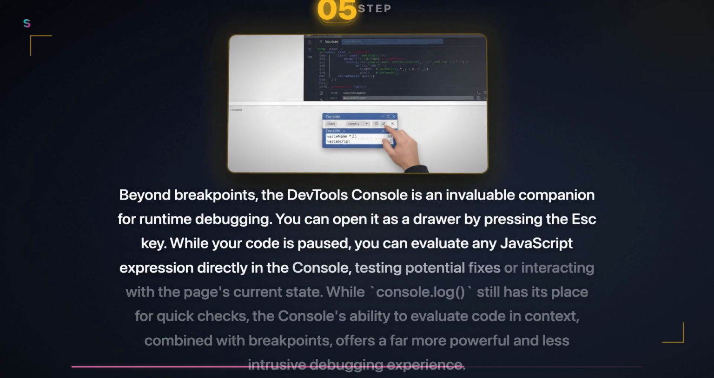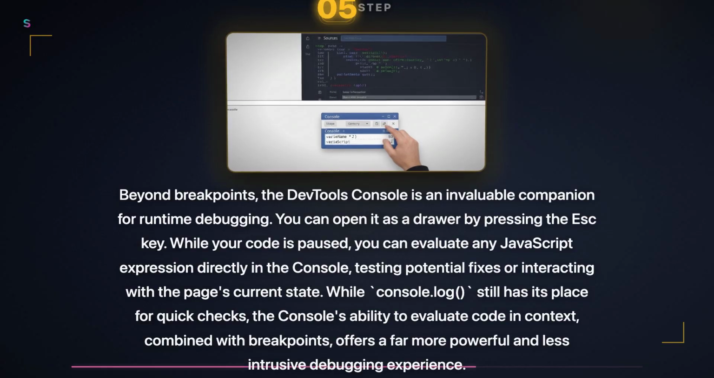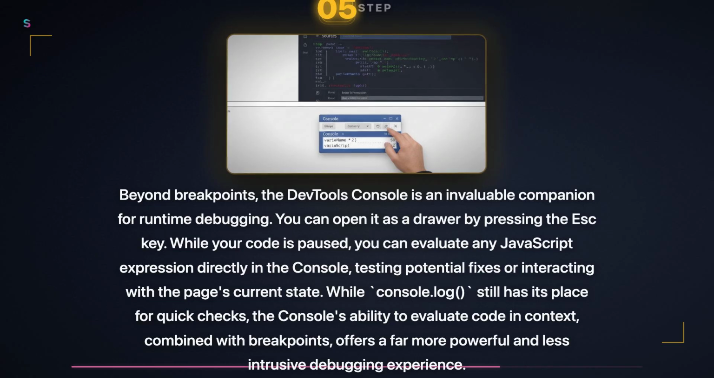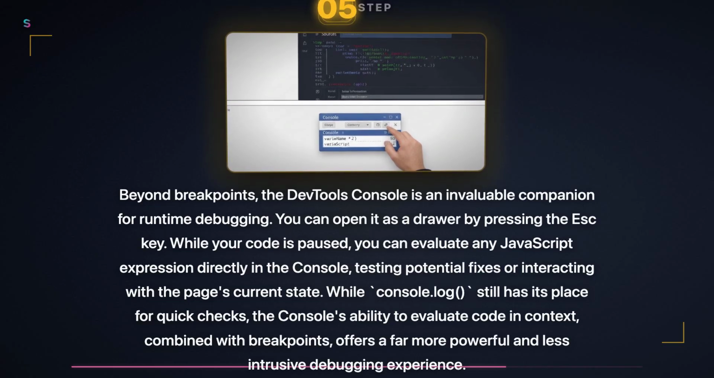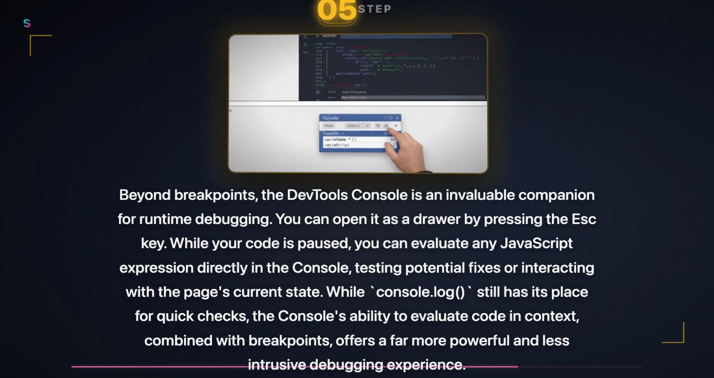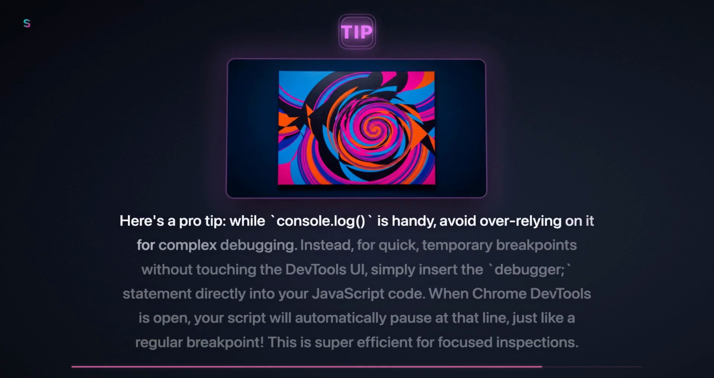Beyond breakpoints, the DevTools console is an invaluable companion for runtime debugging. You can open it as a drawer by pressing the Esc key. While your code is paused, you can evaluate any JavaScript expression directly in the console, testing potential fixes, or interacting with the page's current state. While console.log still has its place for quick checks, the console's ability to evaluate code in context, combined with breakpoints, offers a far more powerful and less intrusive debugging experience.